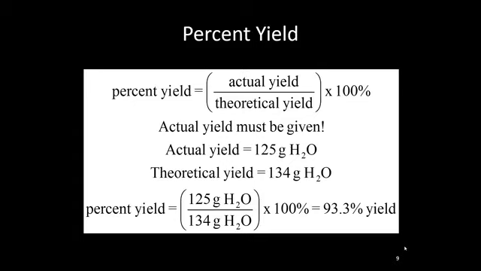In this case, 125 divided by 134 times 100 is 93.3% yield. It is not 100% efficient, but this reaction is relatively efficient. It's worth noting here that the actual yield must be given. It is not a number that you can come up with out of thin air.